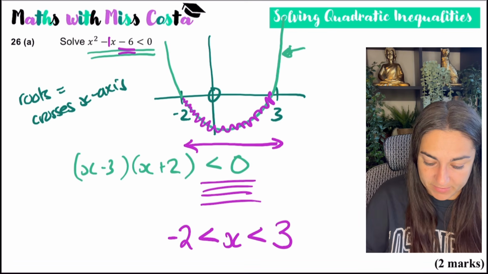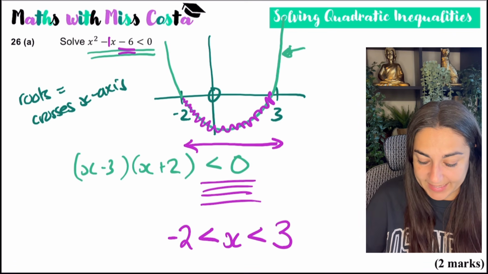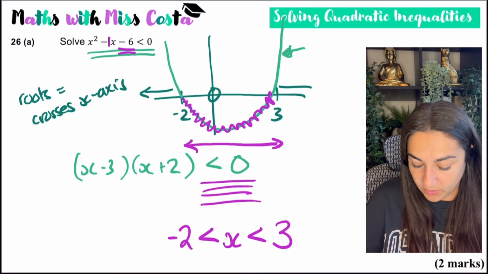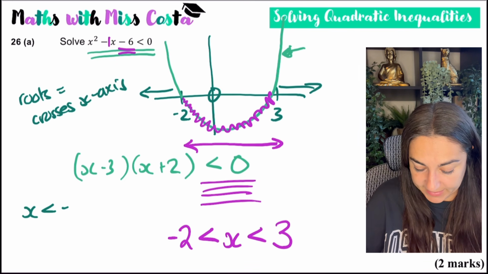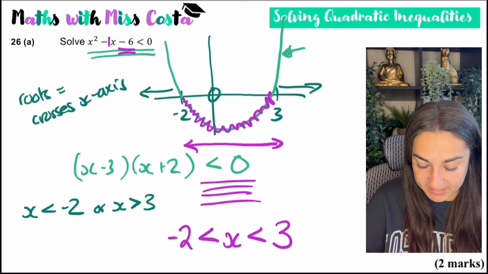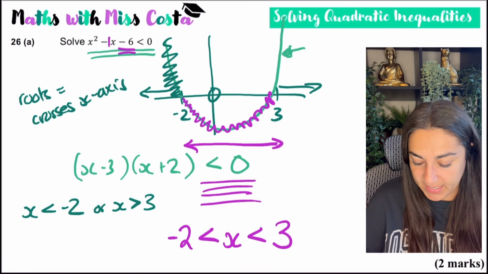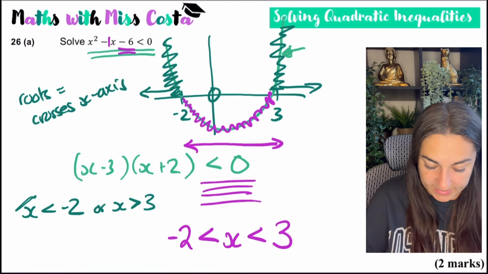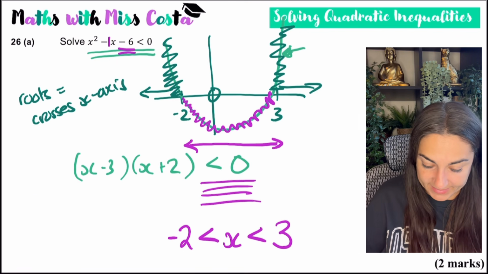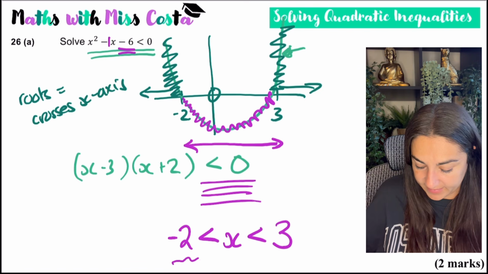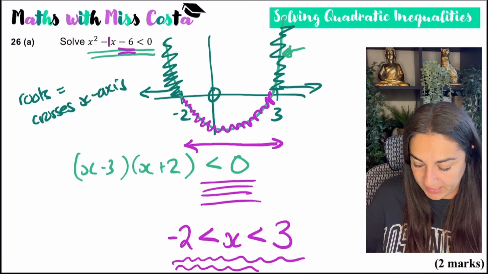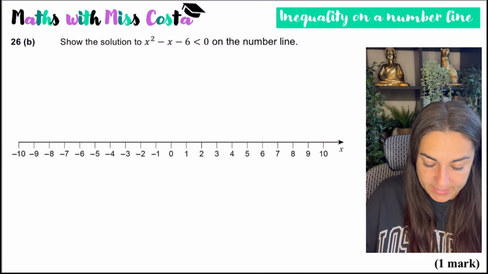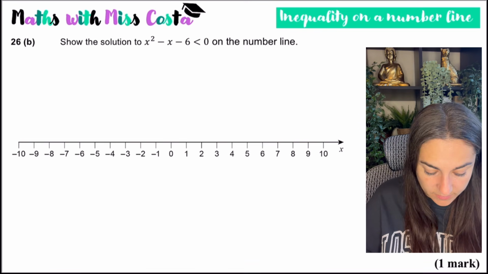If it happened to be greater than 0, that's where it gets a little bit more difficult. And your answer would have been x is less than minus 2 or x is greater than 3. That's where the inequality splits up because it's this part and this part here. But our answer is asking us for when is it less than 0, and that is what my range of values would be.